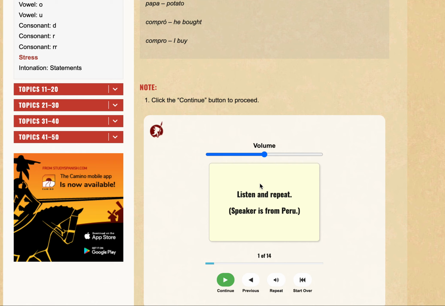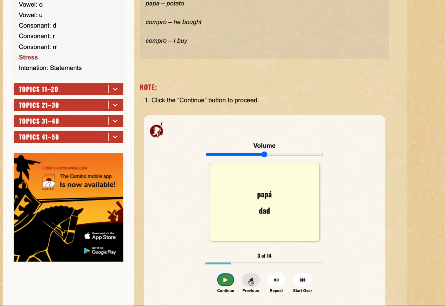Listen and repeat. Be sure to put the stress on the correct syllable. Papa, papa, papá. And notice the stress at the end, for the letter A, right? So it's more like papá. The other one was papa.